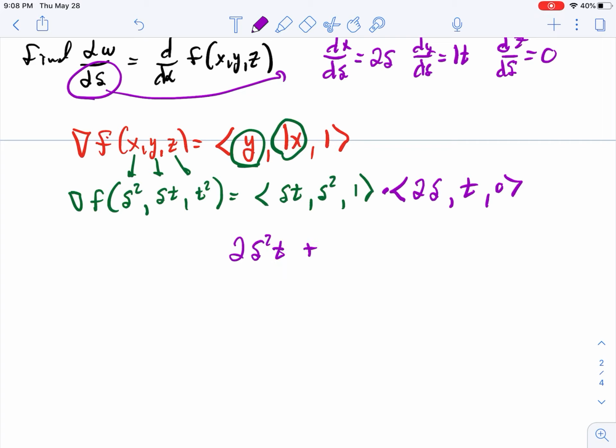So now do the dot product. You have 2s squared t plus s squared t plus 0. Since those are the same, we can add those together. And there is our function, and then we can start throwing numbers in anytime we want. Okay, all right. Let's do another example here.